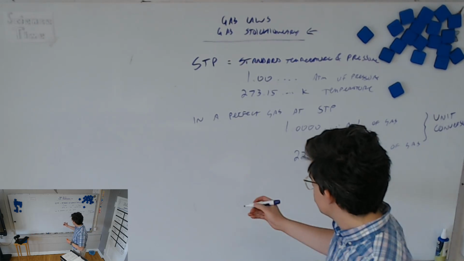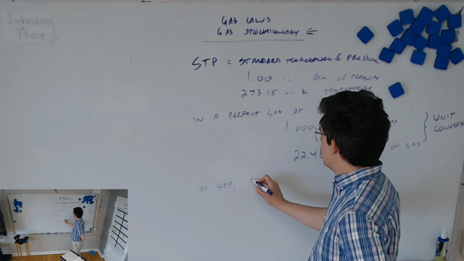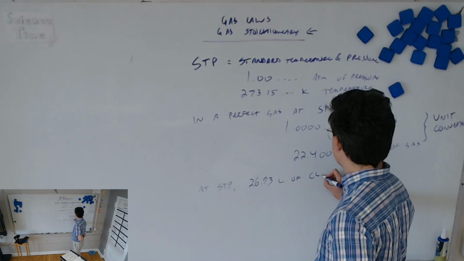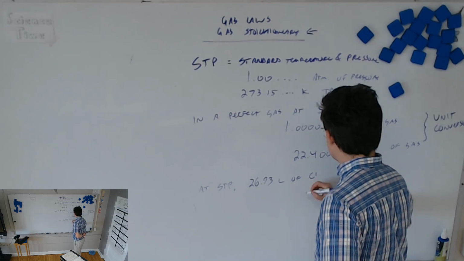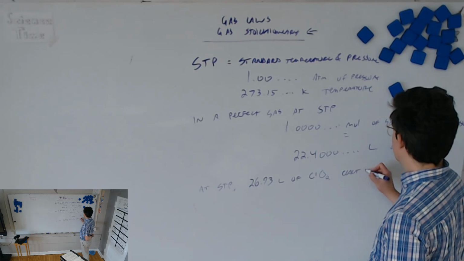So let's use an example. At STP, 26.93 liters of chlorine dioxide react. Else other than chlorine.